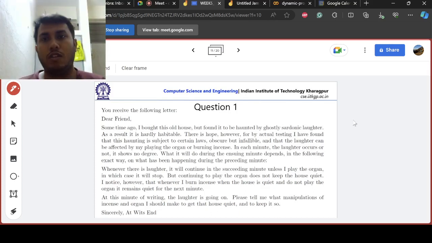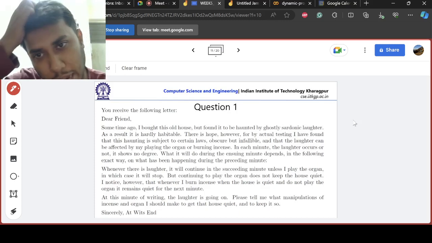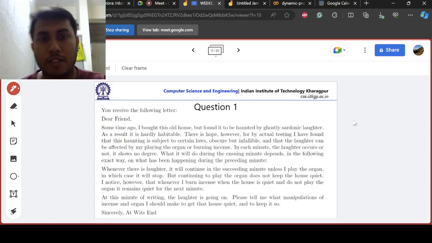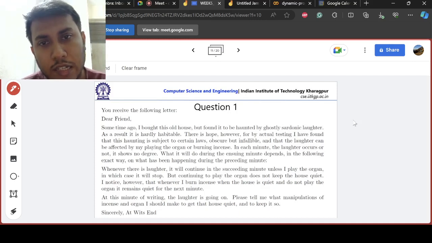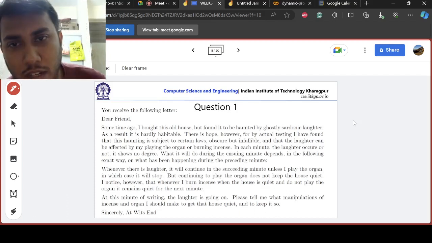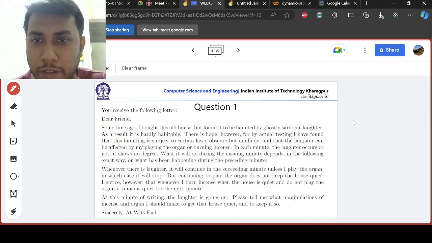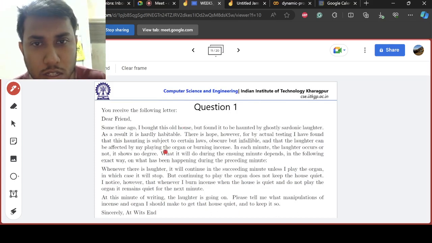So the question is, you have received the following letter. Dear friend, some time ago, I bought this old house but found it to be haunted by ghostly sardonic laughter. As a result, it is hardly inhabitable. There is hope, however. By actual testing, I have found that this haunting is subject to certain laws, obscure but inflexible, and the laughter can be affected by my playing the organ or burning incense. So these are your actions.